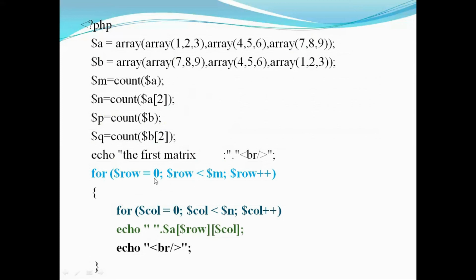Initially we start with the value 0, and this for loop works up to the size of m, that is the count of array elements present in array A, and we are checking the condition until it becomes false. Likewise, we are checking the condition for columns also. Initially it is 0 and we are checking the condition that it is less than n, and we keep on incrementing until this condition becomes false. After that, we will print each and every array element in terms of rows and columns present in array A.